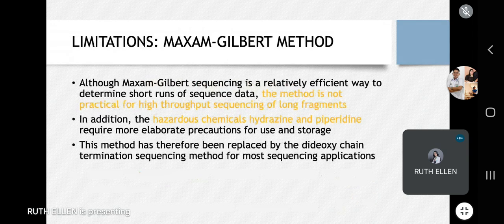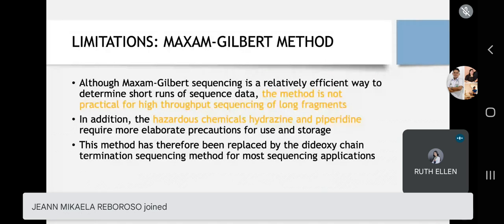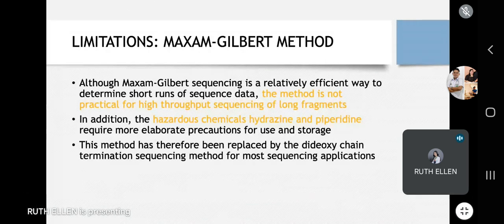Okay? So, limitations for Maxam-Gilbert method. So, although Maxam-Gilbert method or sequencing is a relatively efficient way to determine short runs of sequence data, the method is not practical for high-throughput sequencing of long fragments. So, for shorter sequences, okay pa siyang gamitin, but for longer fragments, medyo matrabaho na siya. So, it is not practical to use Maxam-Gilbert method for long fragments.